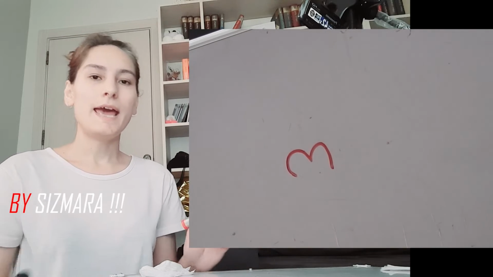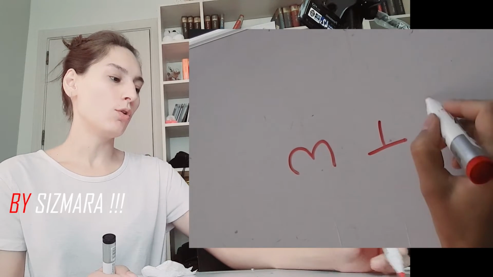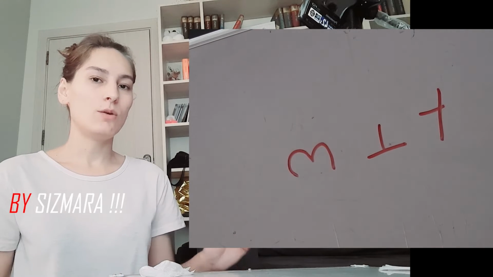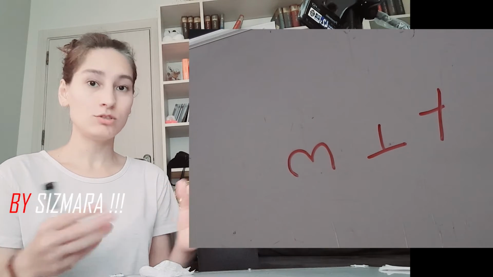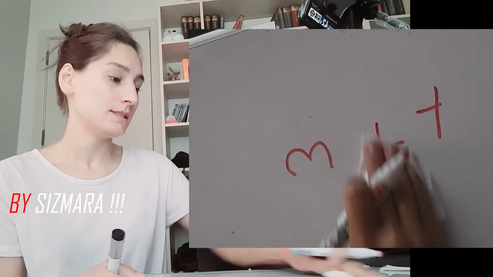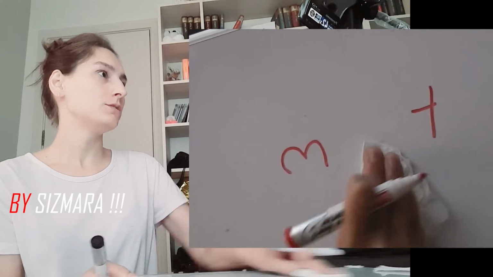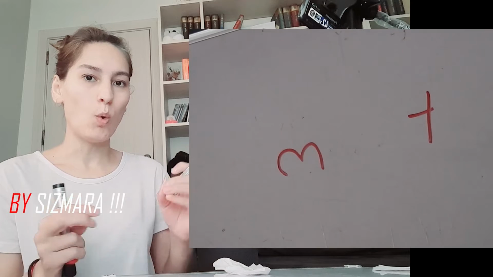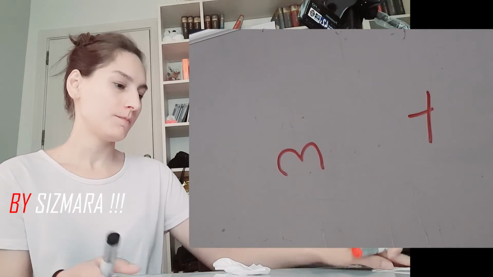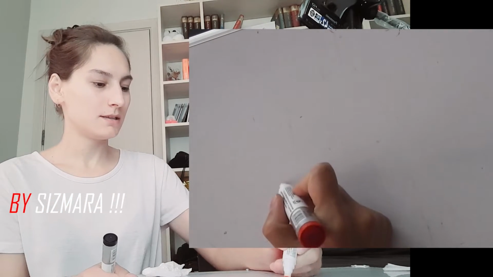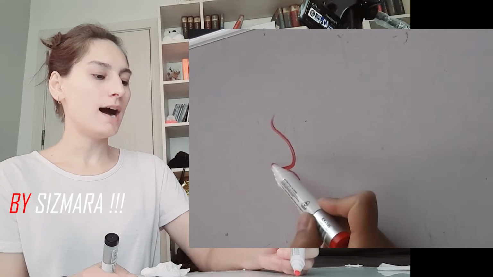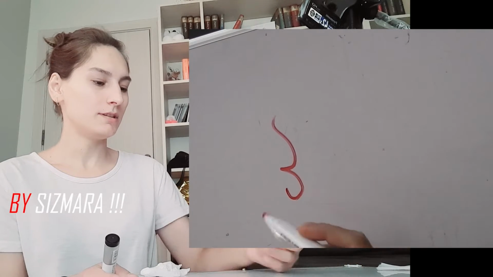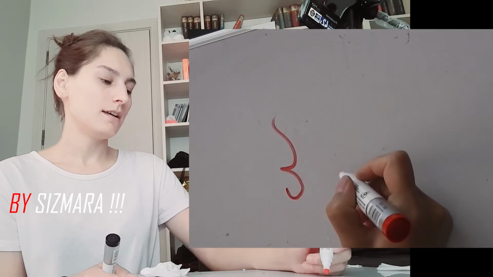We don't have the other O sound, we just use O. So I think it's more right to say this is O. We have just one O, okay? Next is P. It's like this letter with another on the top. It's P.